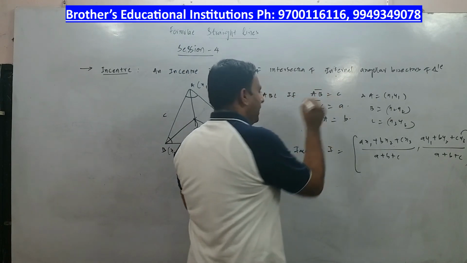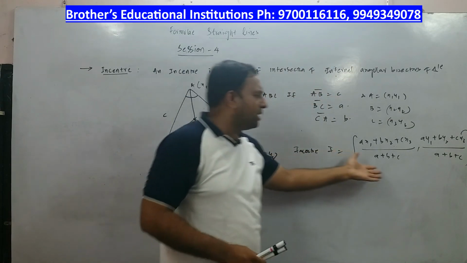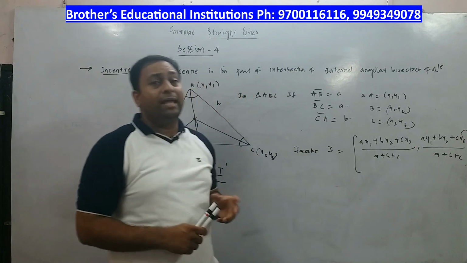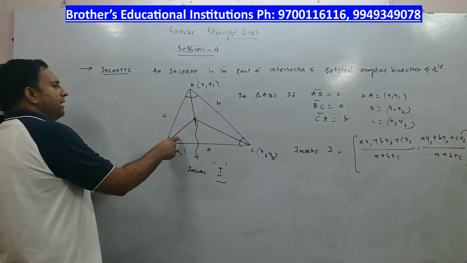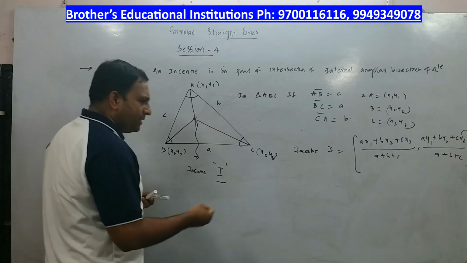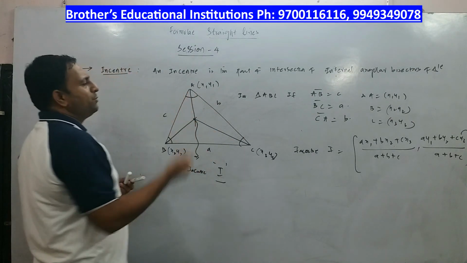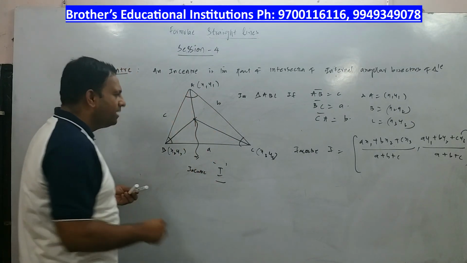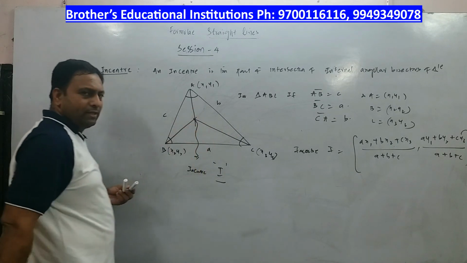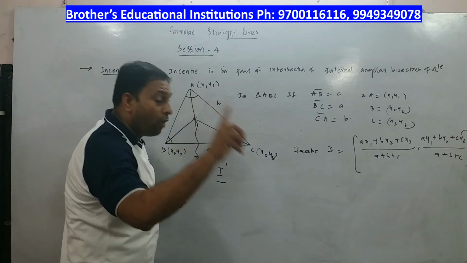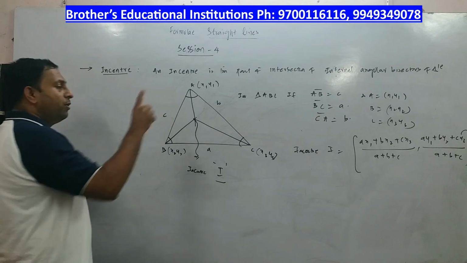So I should measure like this as C, and then you just substitute into the formula. What you get is the incenter. Remember children, incenter is the point of intersection of internal angular bisectors. Now why am I specifying internal angular bisector? Because for a triangle there will be 3 internal angular bisectors, and for a triangle there will be only one incenter.